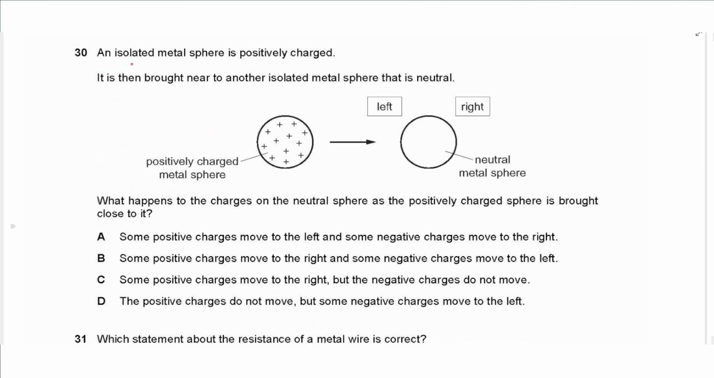Question 30 says an isolated metal sphere is positively charged. It is then brought near to another isolated metal sphere that is neutral. What happens to the charges on the neutral sphere as the positively charged sphere is brought close to it? Positive charges do not move, but some negative charges move to the left, attracted to the positive charge, yes. So the answer is D.